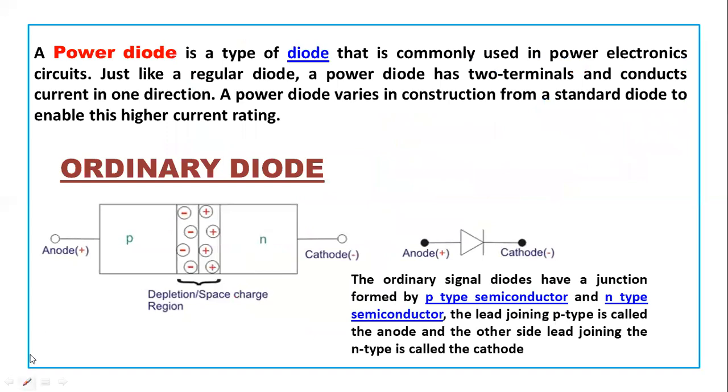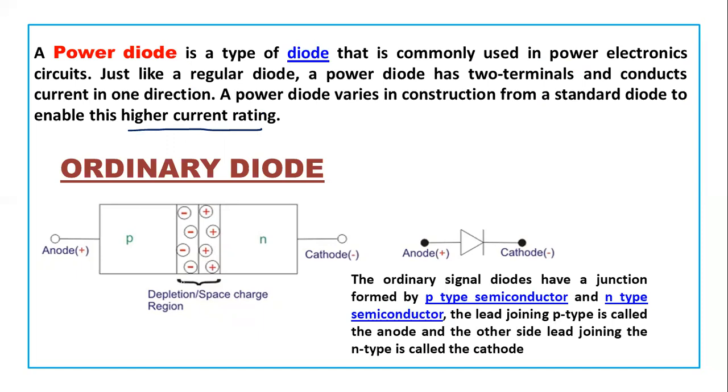Then I want to give you a good comparison also. A power diode is a type of diode that is commonly used in power electronic circuits. Just like a regular diode, a power diode has two terminals and conducts current in one direction. That's why I told you it's an uncontrolled device. A power diode varies in construction from a standard diode to enable a high current rating. It absorbs the depletion layer, and voltage and current handling capacity is increased.